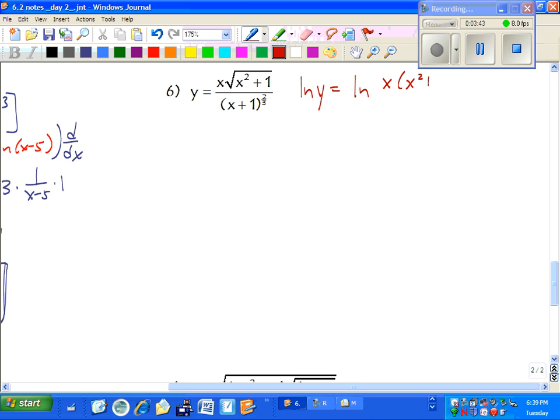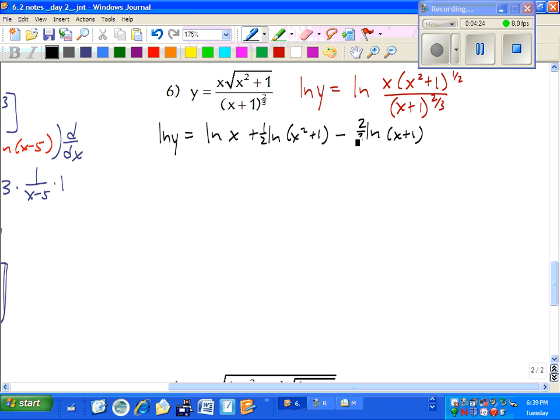I'm going to rewrite this as x squared plus 1 to the 1/2 all over x plus 1 to the 2/3. So our next step is to break up this right side. So we have natural log of y, that's going to stay. Over here, we have multiplication, exponents, and division. So to split up the multiplication, we're going to have natural log of x plus natural log of x squared plus 1 to the 1/2, but I'm going to go ahead and put that 1/2 out in front. Then, since we're dividing this, we're going to subtract natural log of x plus 1 to the 2/3, but we can put that 2/3 out in front.